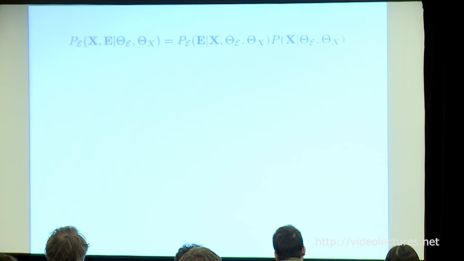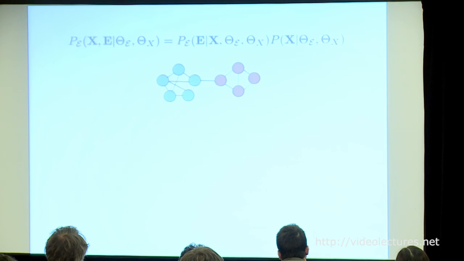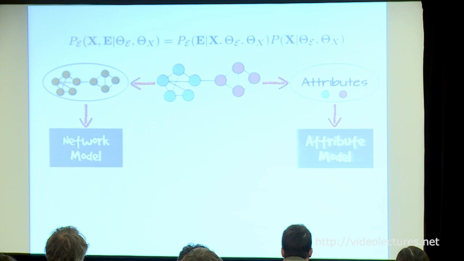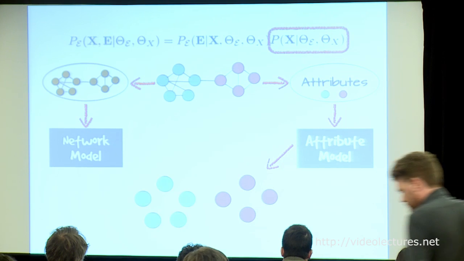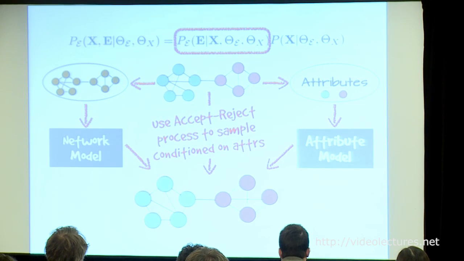So what it looks like here, I'm using E for the graph for edges. We want this joint distribution of X and E, and we're going to sample the attributes first, and then we're going to sample the edges conditioned on the attributes. If we have a graph here that has edges and colors according to some attribute, we're going to separate those two. We're going to learn a graph model and an attribute model. Then we'll generate attributes on nodes from the attribute model, and then we'll generate edges from this network model and accept or reject them based on some probability that they should be accepted, right?